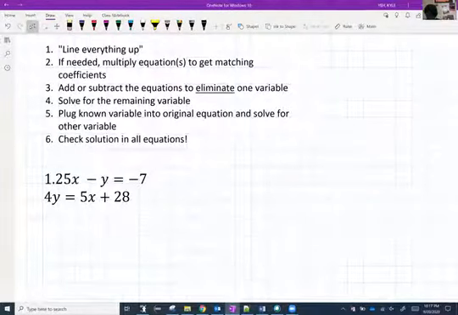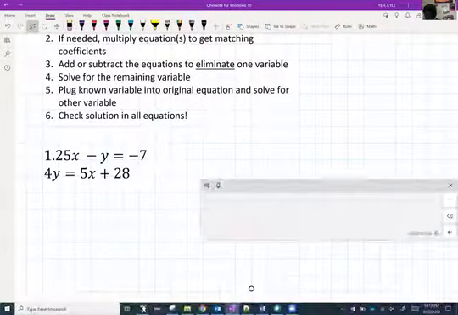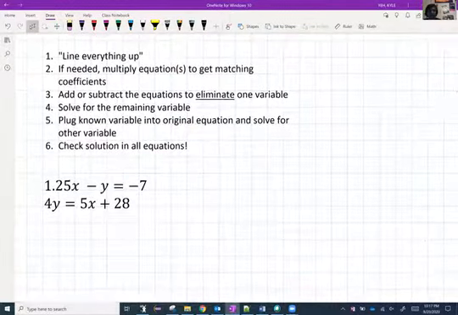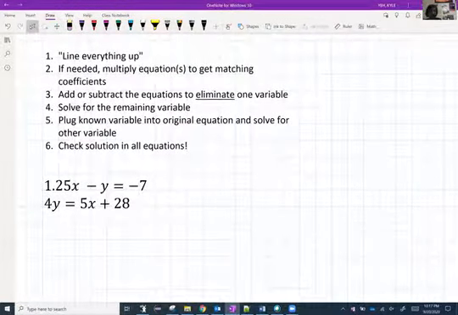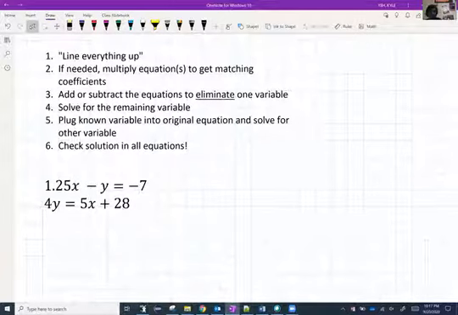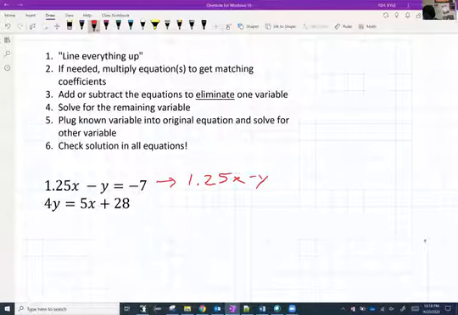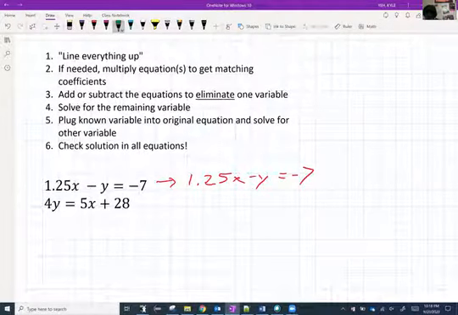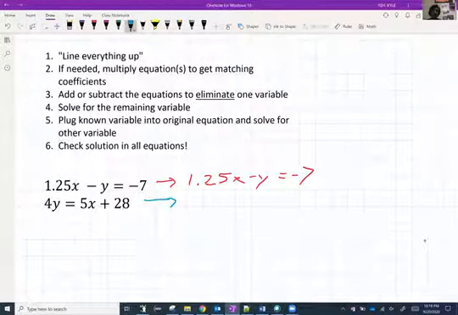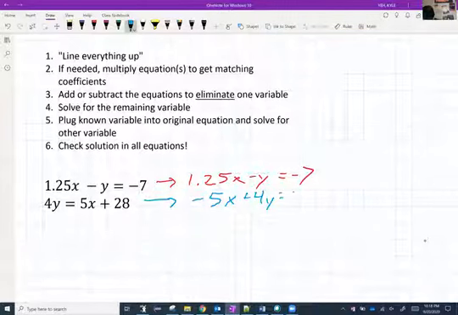So we've got 1.25x minus y equals negative 7, and 4y equals 5x plus 28. Now, first steps first, we've got to line things up. In this one, the first equation actually looks okay as far as having x's and y's on the left, so I'll keep it the same. But then the second equation, I'm going to move my 5x's over to the left just to line everything up. So negative 5x's, because I'll subtract it, plus 4y equals 28.